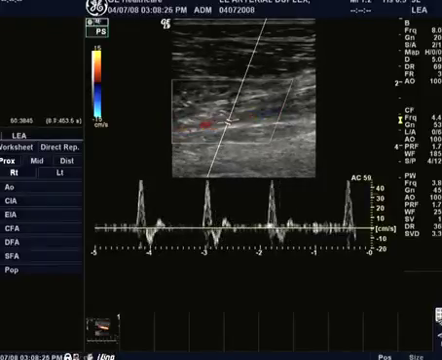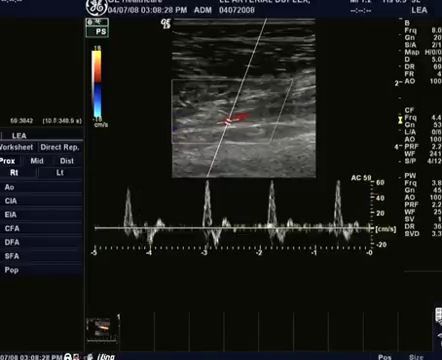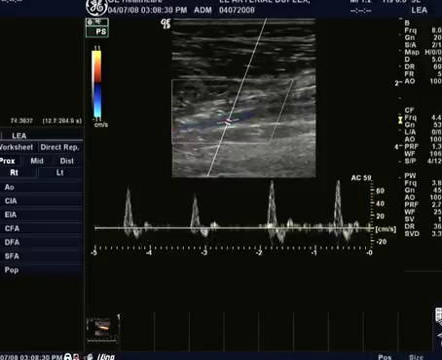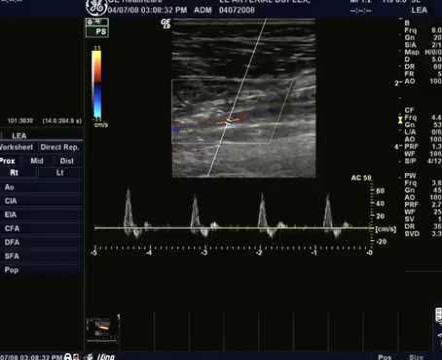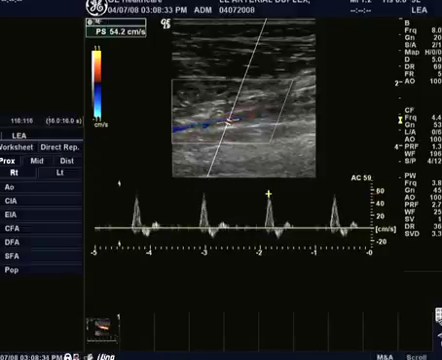Now our scale for our Doppler is a little bit too low. So we'll increase it and obtain our Doppler signal. This I would report as, well, actually this is pretty far proximal in the calf, but this gives you a good idea of what the waveform looks like. Our peak velocity again is about 54.